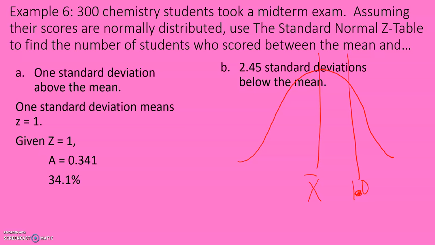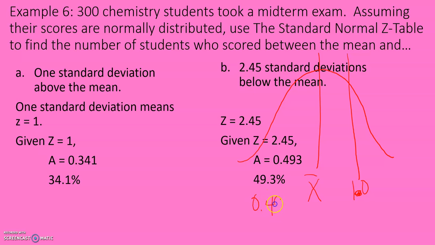2.45 standard deviations below the mean. Z equals 2.45. Given Z equals 2.45, A equals 0.493. It's 49.3%. To find the number of students, we then multiply by 300. So 0.493 times 300, and 0.341.